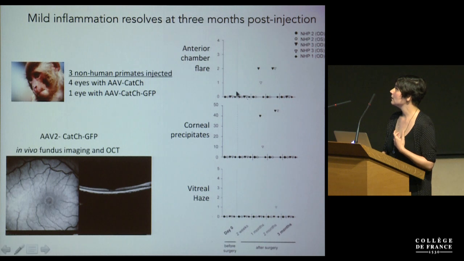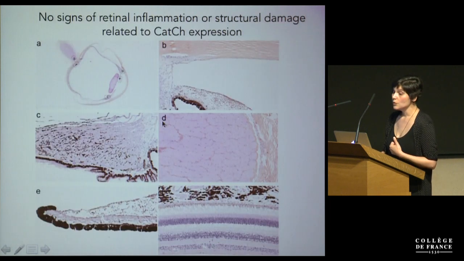And we've seen that we got very transitory inflammatory responses. What you can see, the anterior chamber flare, the corneal precipitates, and vitreal haze were all relatively minor and resolved by month 3 in all of these macaques. And we also looked quickly at 1 eye that was injected with this dose for any signs of retinal inflammation at the structural level, and we did not see any signs of damage.